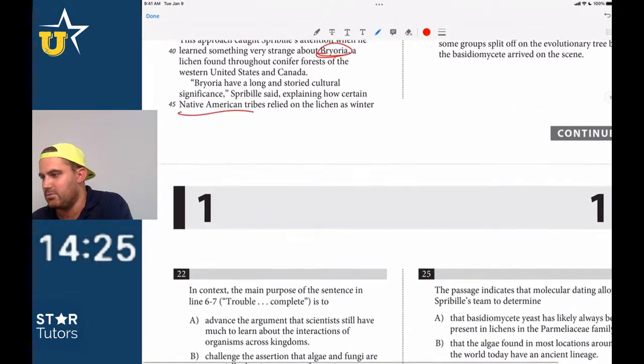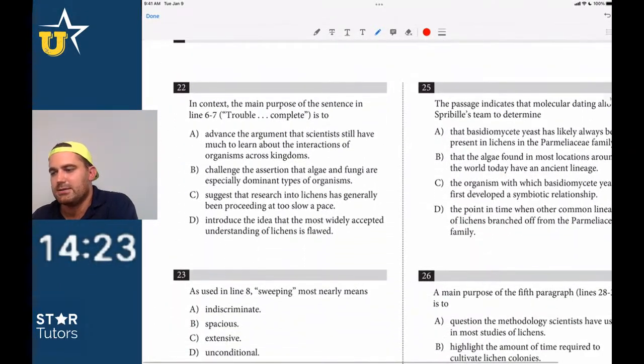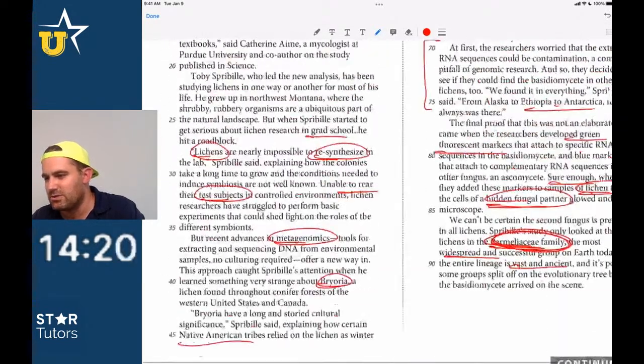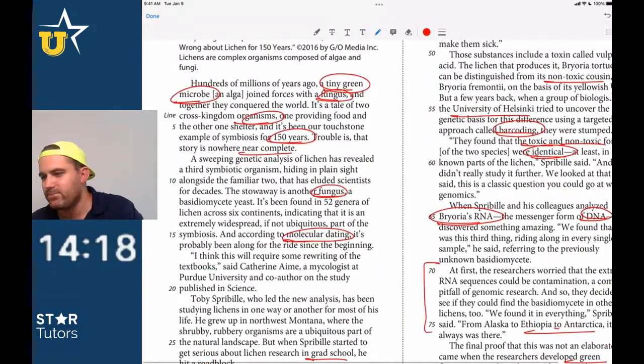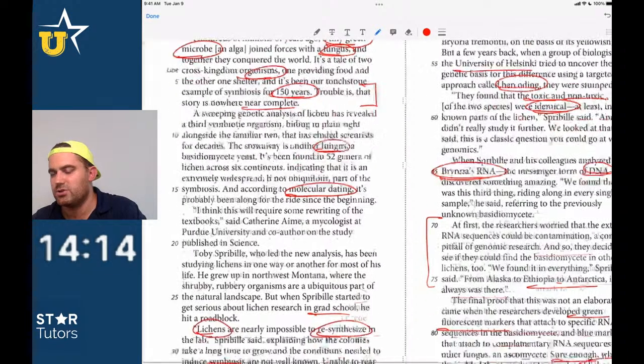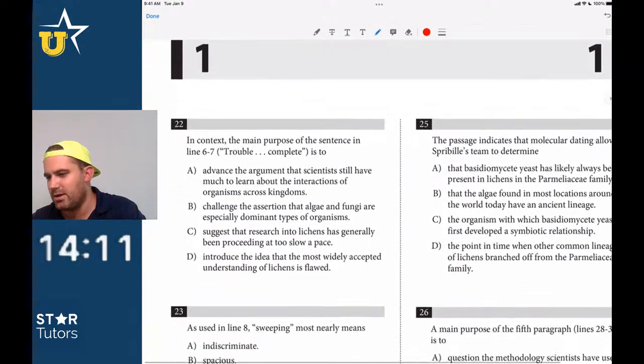Okay, that's it. Okay, so this one, the context, the main purpose of the sentence in lines 6 through 7. Let's go back to real quick. Go into the questions now. 6 and 7. Trouble is that story is nowhere near complete. I would think. Okay, yep.